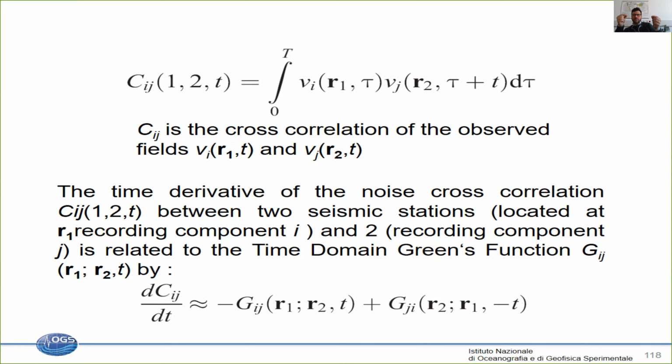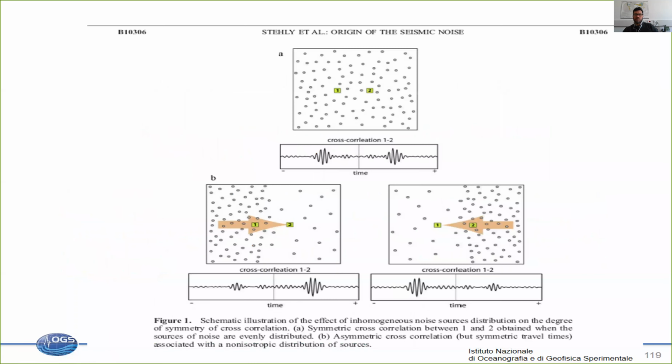Of course, since you have two sensors, you will generally have two pulses. One describing the propagation from this sensor to this one, and another showing the propagation in the other direction. So we will always have two parts, one which is acausal and one which is causal. So one with negative time and one with positive time.